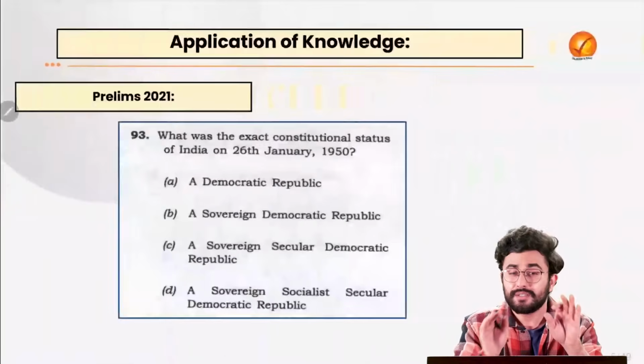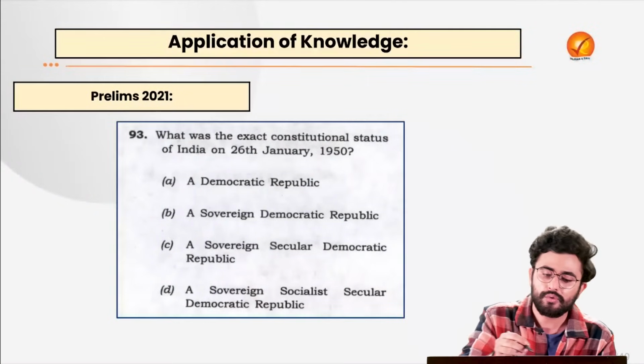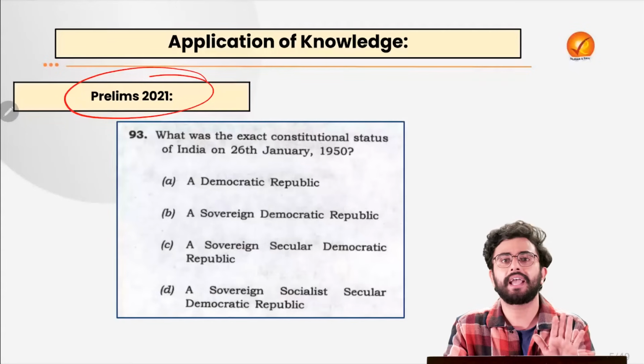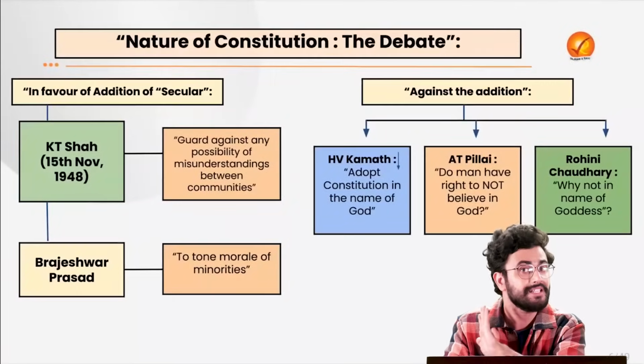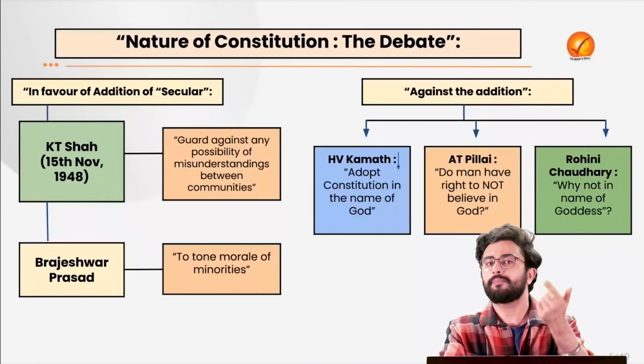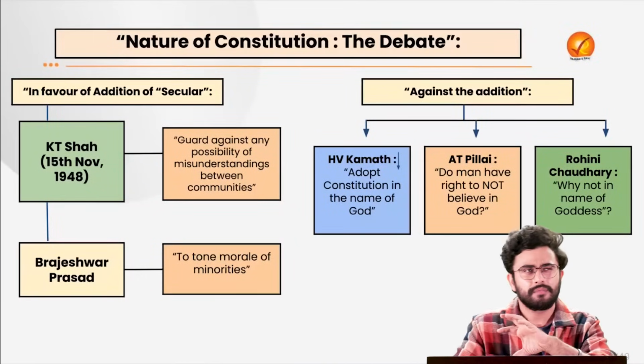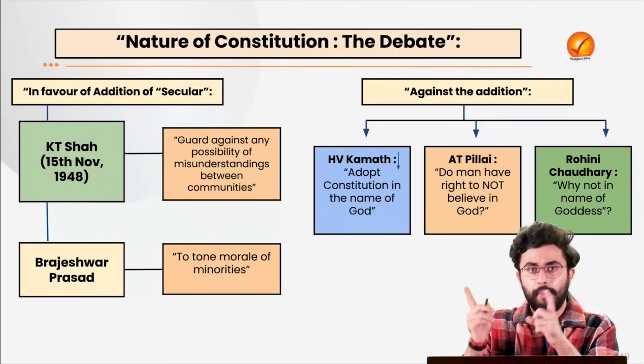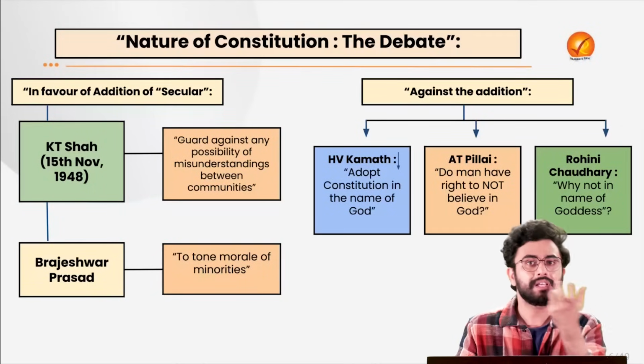On the basis of this small discussion of 4 minutes, just try to solve this prelims question 2021 and try to understand how easy it can be if you have got your factual knowledge correct. The next question which I'll ponder upon in your mind is whether there was a kind of a debate which was also taking place in the Constituent Assembly about inclusion of such terms like secular and socialist.